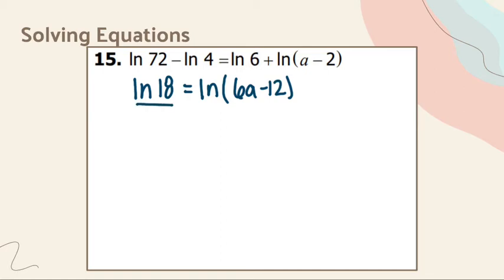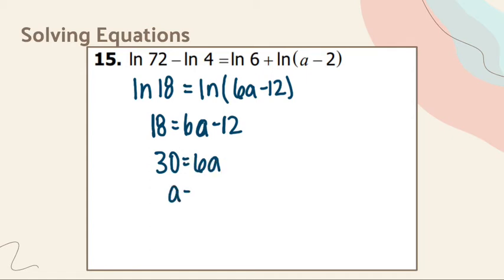Now we have a logarithm equals a logarithm, and we can set the inside parts equal to each other. 18 equals 6a minus 12. Then we want to just solve for a, so we get 30 equals 6a, and a equals 5. Then the only logarithm that has a in it is a minus 2, so to check our answer, we say 5 minus 2, that's a positive number, so a equals 5 is a solution to this problem.